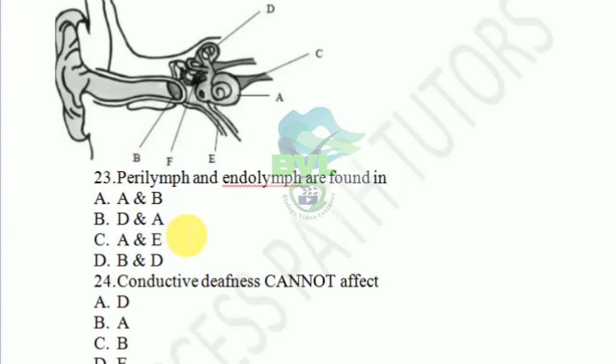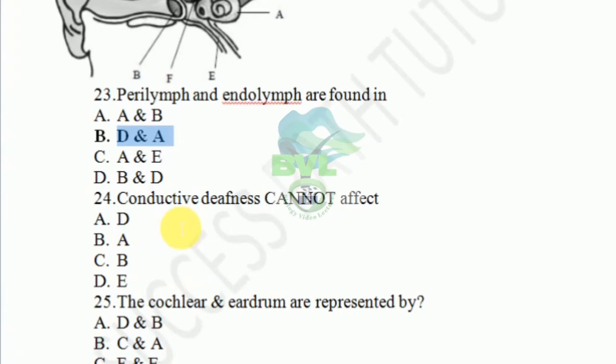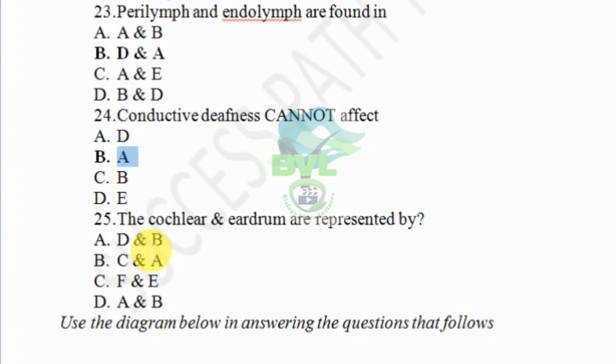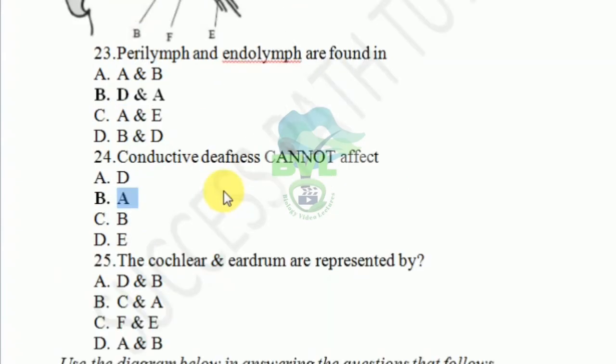All right. So perilymph and endolymph are found where? They are found in A, cochlea, and D, which is semicircular canal. Conductive deafness most times affects the outer ear or middle ear, so it cannot affect A. And what is A? A is cochlea, which is part of the inner ear, and that is the actual site of hearing. So the cochlea and the eardrum are represented respectively by A and B. Do you have anything like that? Yes, we do. That's option D.